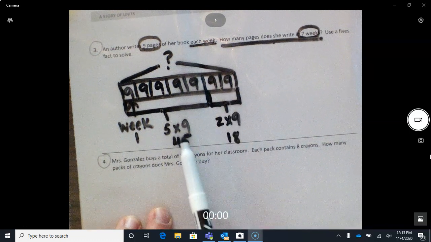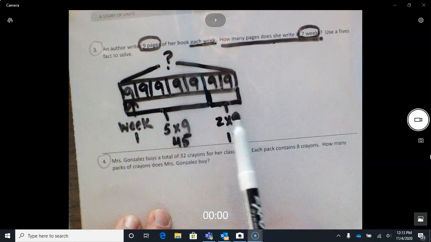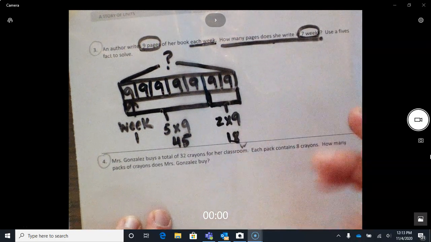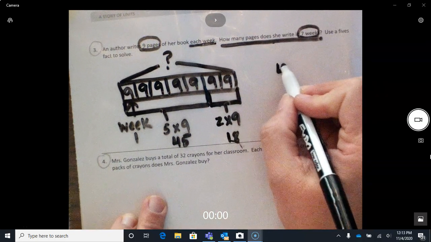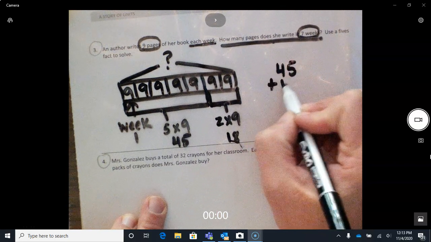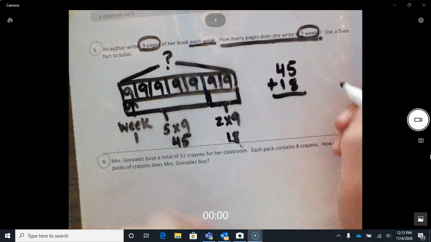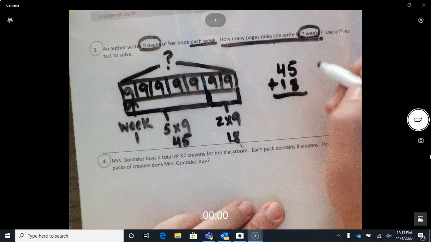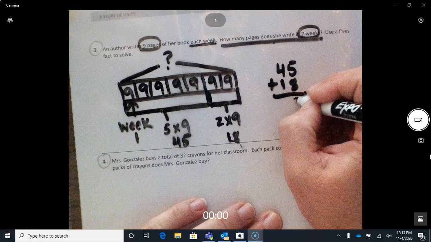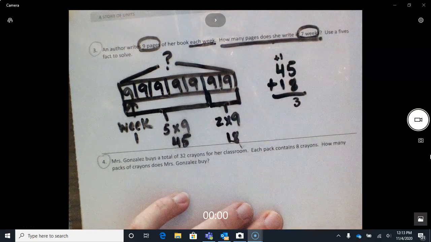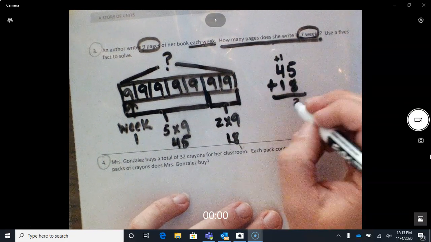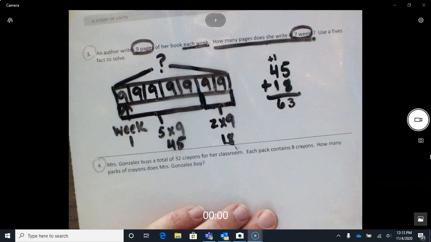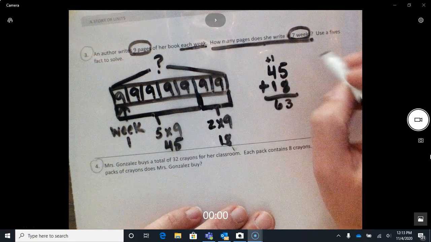So we found one part, we found this part, so what do we need to do with both those parts? Yep, we need to add those up. So I'm going to come over here and do 45 plus 18, and I'm going to write that vertically, because it's better for me to add vertically than horizontally across. So 8 plus 5 is 13. I'm going to regroup my 1. So 4, 5, 6. I got 63. Did you get 63? Yes.